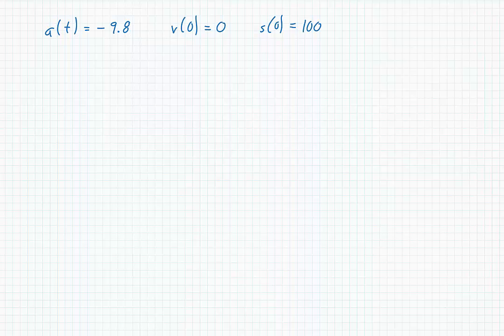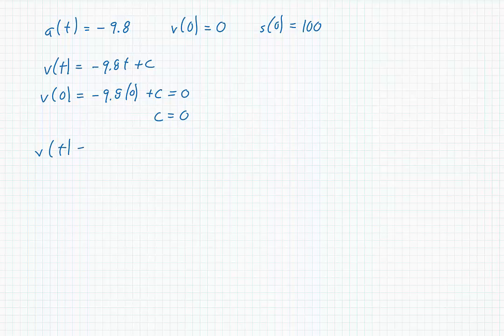We start by taking the antiderivative of acceleration. That's going to give us velocity, and that is going to be negative 9.8 t plus c. We know that velocity at time t equal to 0 is 0. So that's going to be negative 9.8 times 0 plus c is equal to 0. That says c is equal to 0, and therefore our velocity function is just negative 9.8 t.